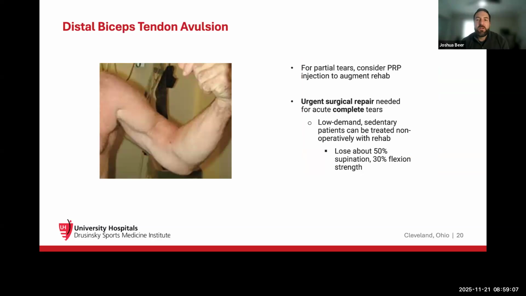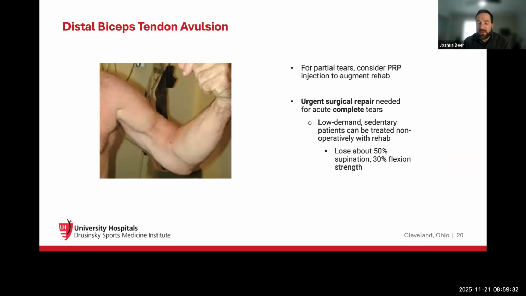Again, for the partial tears, PRP can be considered to augment the rehab and physical therapy to just restore some of the strength and function. However, someone that's young, active, this is something you want to call a surgeon right away to get them set up for a more urgent surgical repair. As far as injuries go, this is something that needs to be seen sooner rather than later.